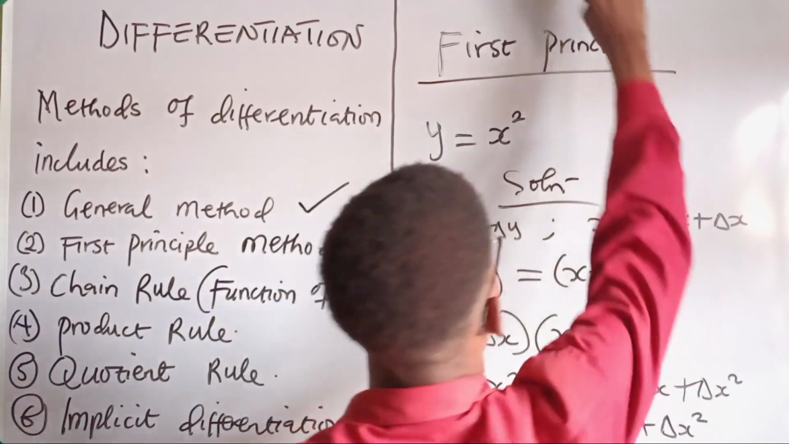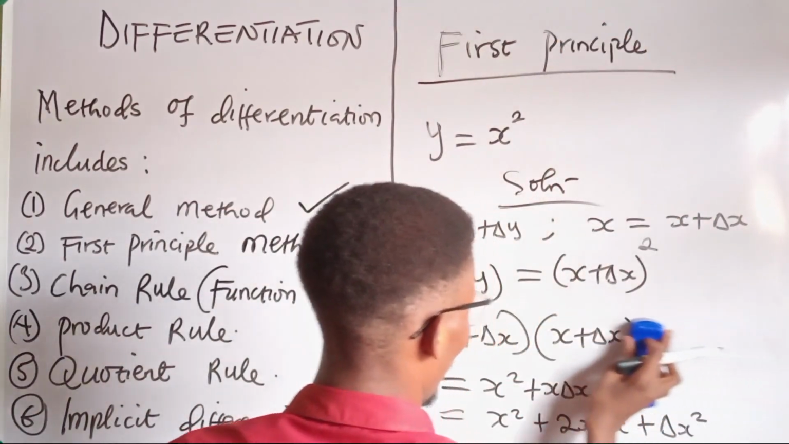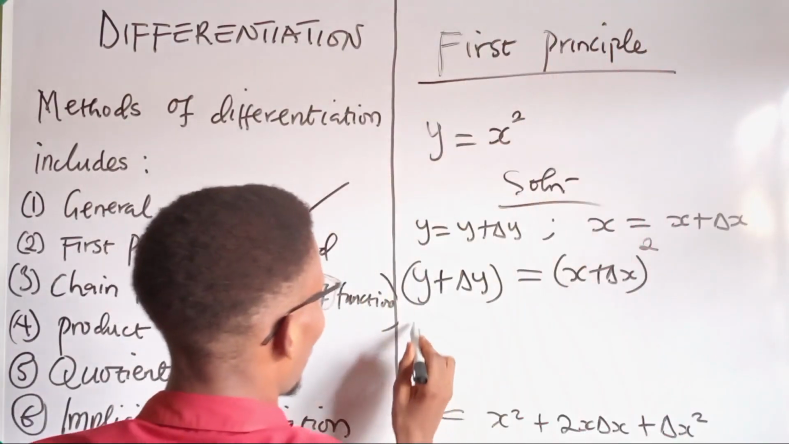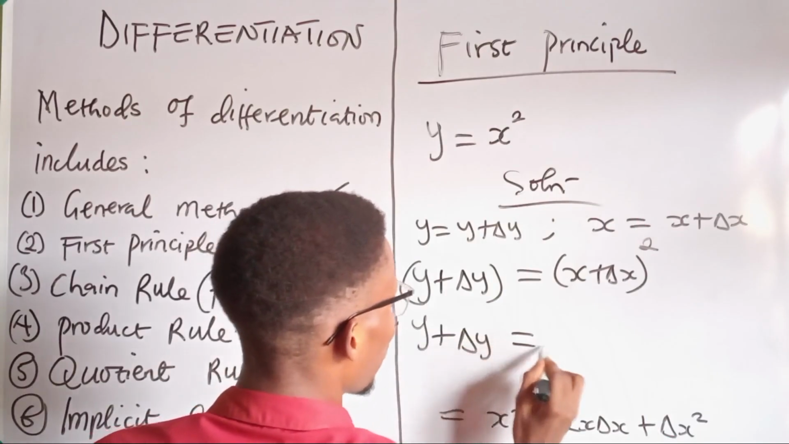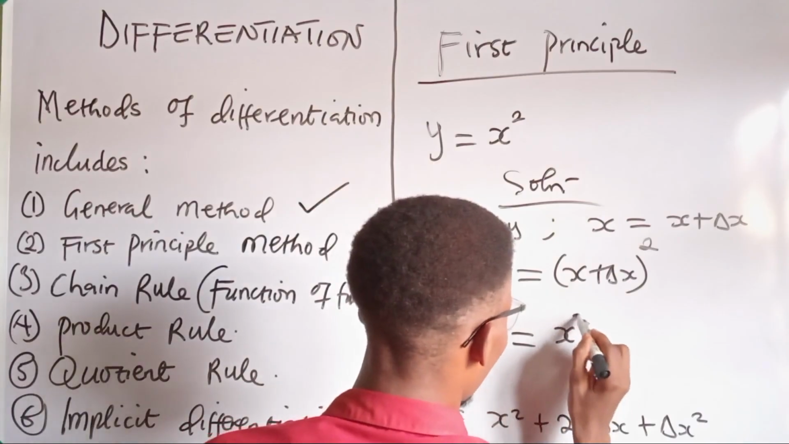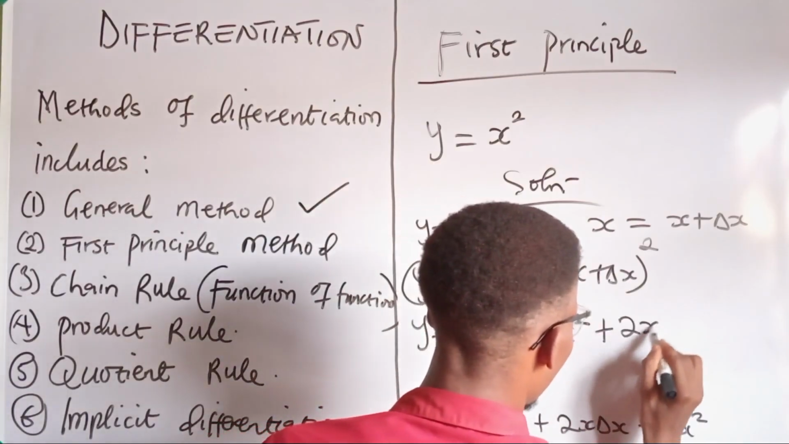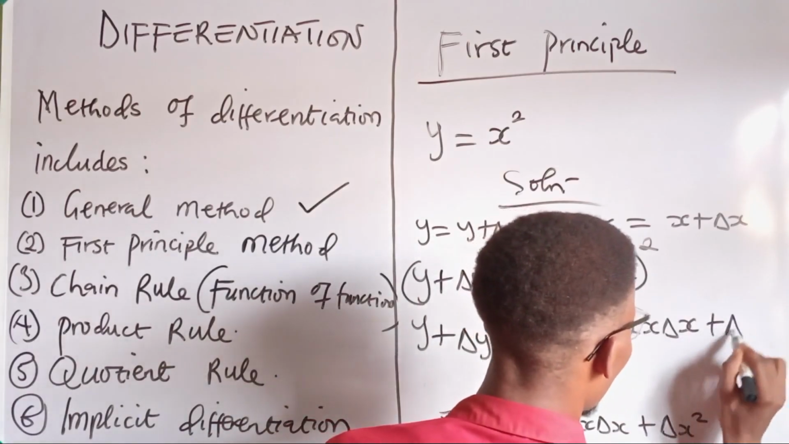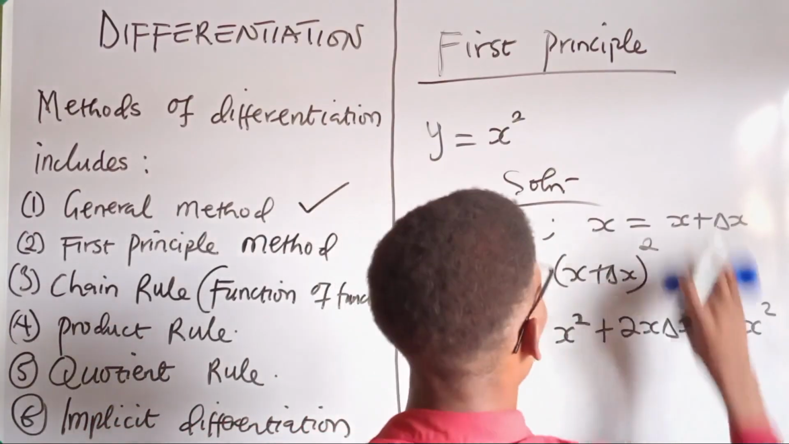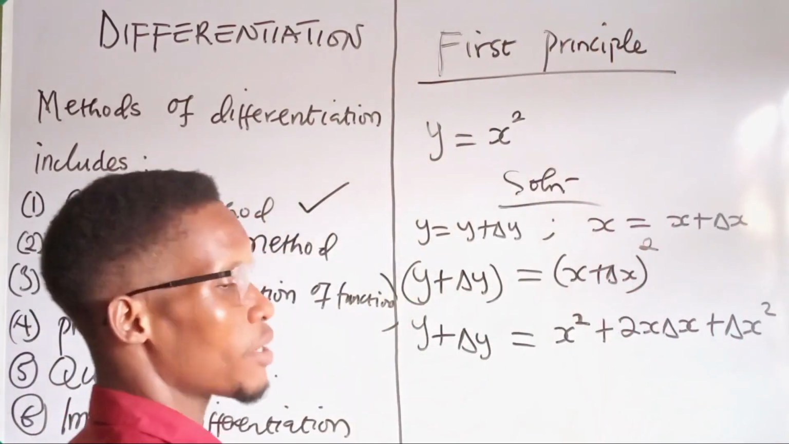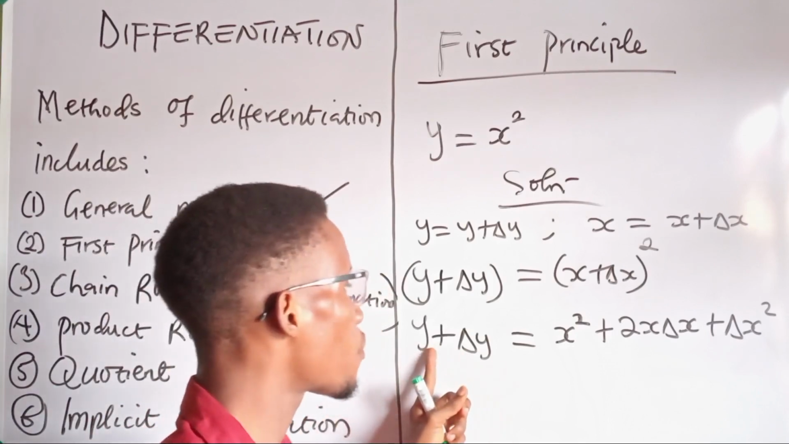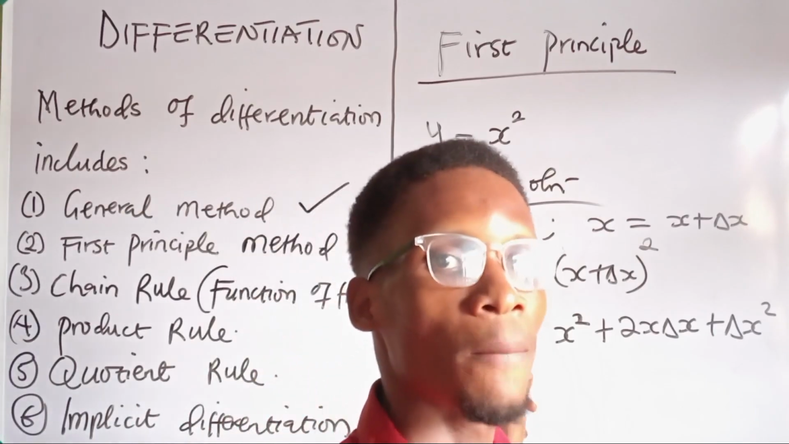Now we can write y plus change in y is equal to s squared plus 2s change in s plus change in s squared. So what are we going to do next? We already have this. What you do now is make change in y the subject of the formula.